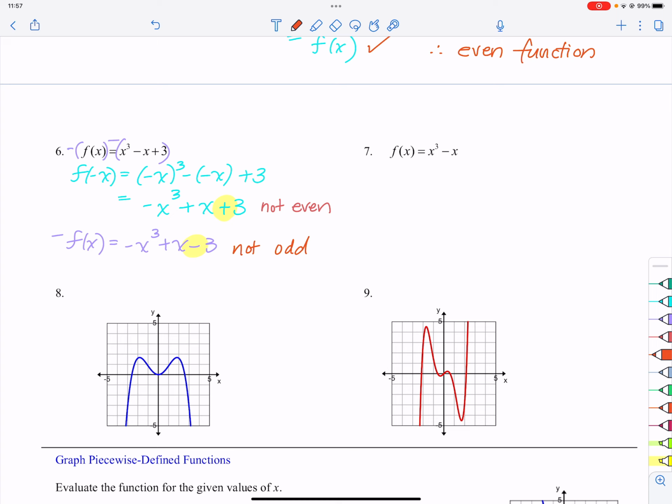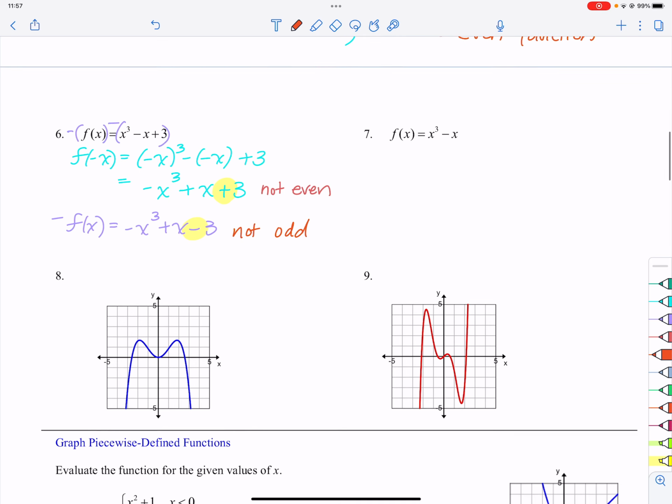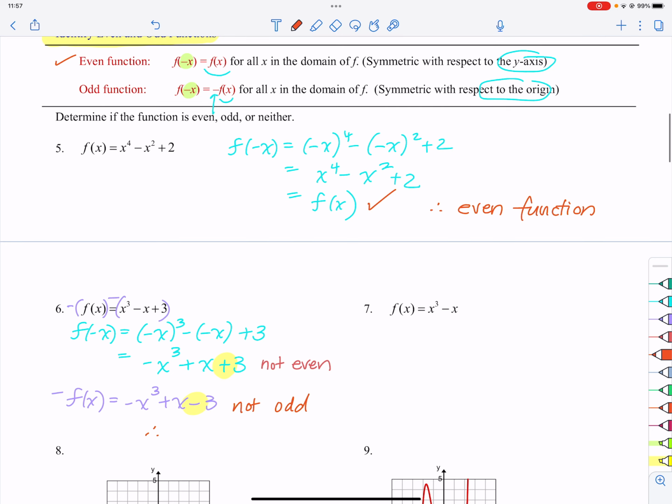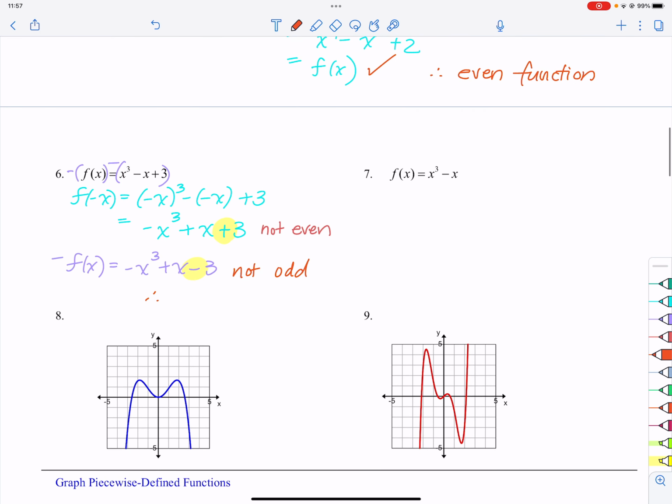And so now we can write therefore neither. Okay. Now in number 7, we'll go ahead and take f of negative x. We come up with the opposite of x cubed plus x.